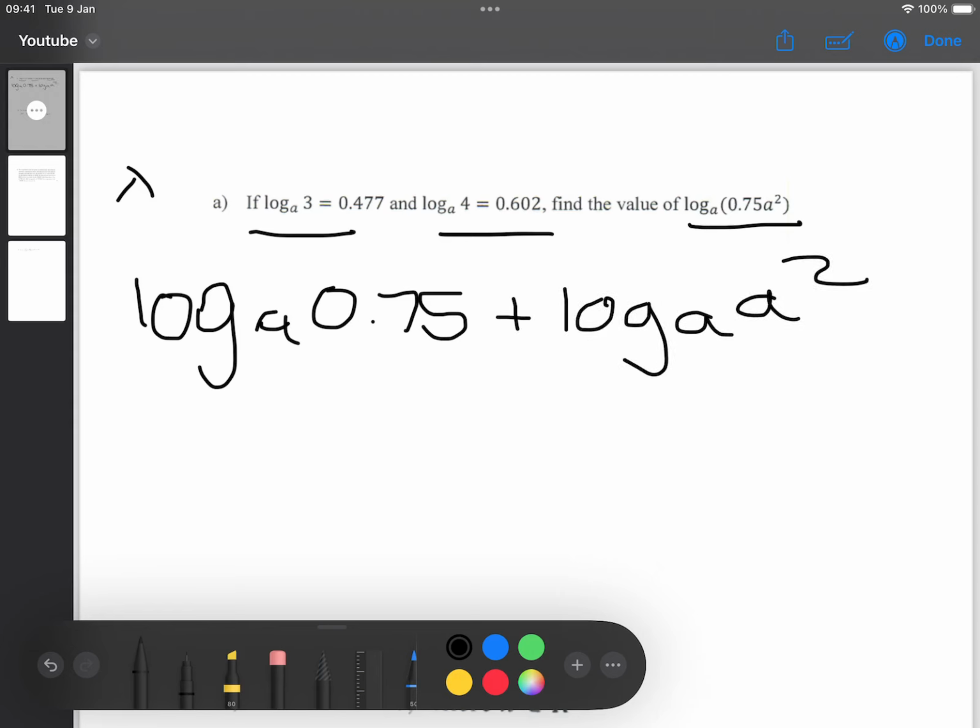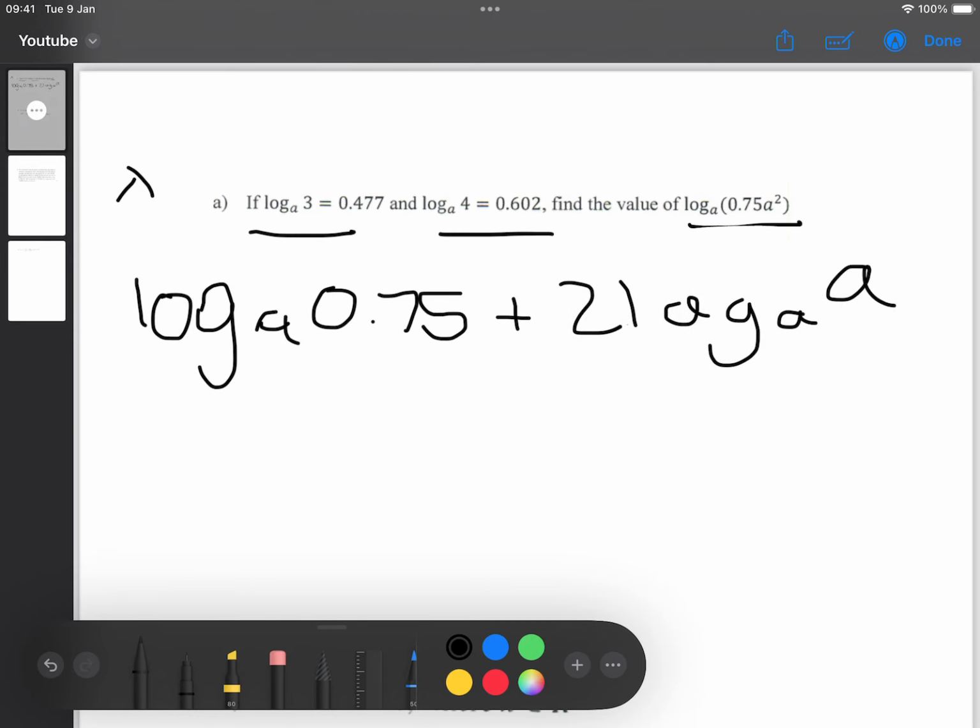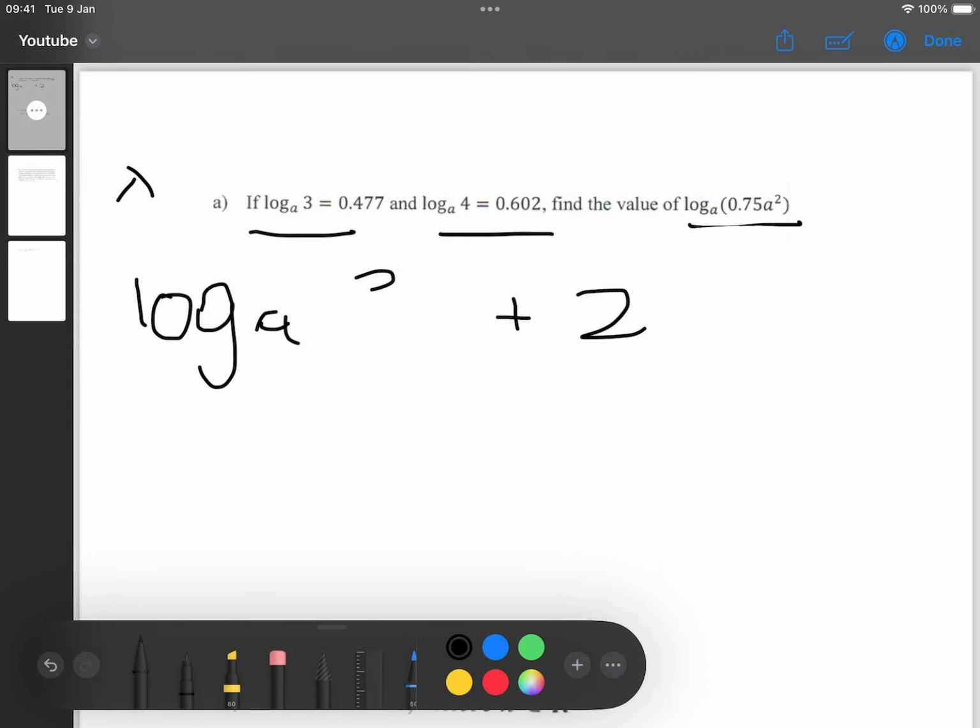Now log a of a squared, we know that we can bring the 2 down. So if we bring the 2 down from the power, we get 2 log a of a. So log a of a is obviously just 1, so we can remove that and write 2 in its place. Now log a of 0.75, 0.75 can be rewritten as 3 over 4.